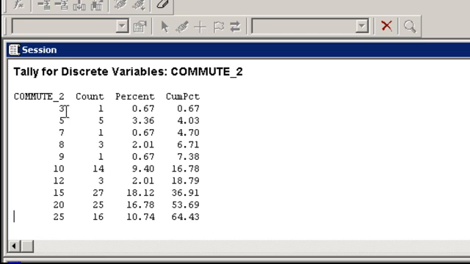If we look here, we see that for 3 minutes there was one person. Here she had a short commute time. There were 5 people who had a 5-minute commute time. There were 14 people that had a 10-minute commute. Now if we looked at that as far as a percent, that's about 9.4%.